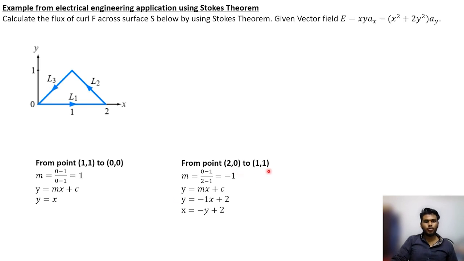Similarly, for the point (2, 0) to (1, 1), which is from here to here, for L2 we find the gradient is equal to -1, and with the help of the same equation y = mx + c, we can get y = -x + 2, and we can rewrite this into x = -y + 2.